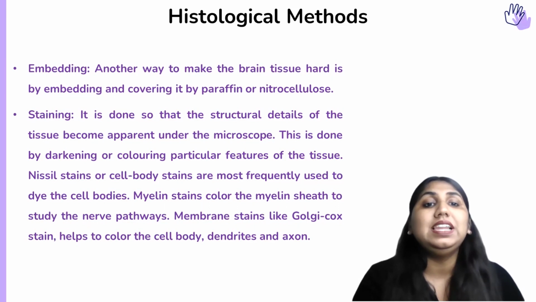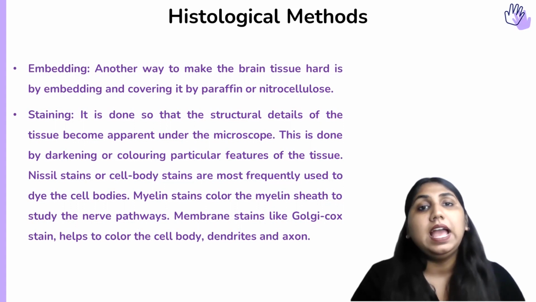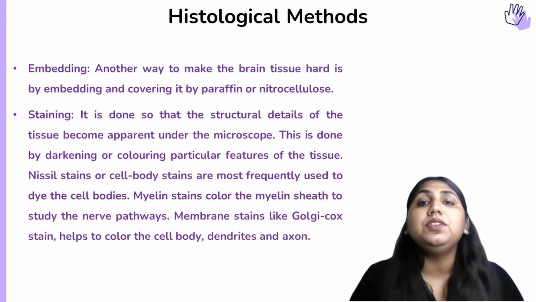Coming to the last method in histological methods, which is called staining. Staining is done so that the structural detail of the tissue becomes apparent. How do we know which structure belongs to what? Let's say you have a brain tissue in your hand and it's not stained. We will not know which part is where, because that's a marking we cannot do. Hence staining is used, and it is done by darkening or coloring particular features of the tissue.